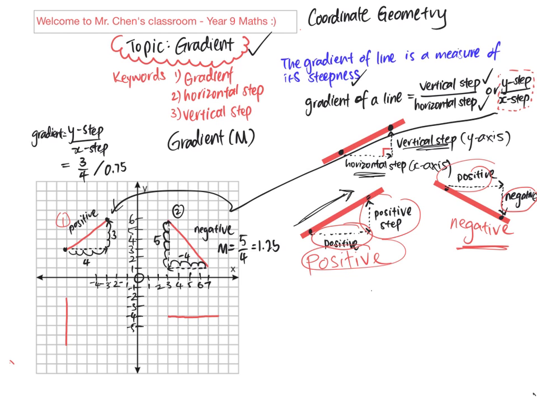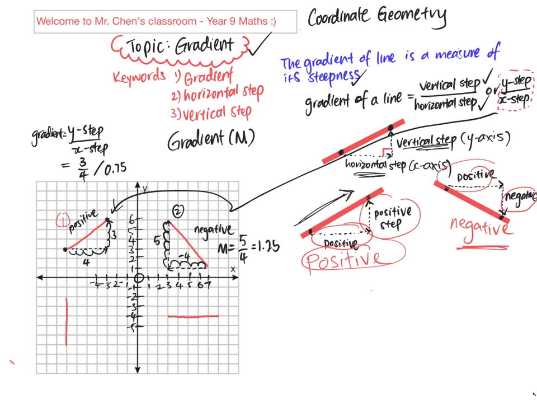Okay, so that's how you find out the gradient using that way. So always remember, you start going left or right first on the horizontal, and then go up or down depending on the line. We'll do more practice in the lesson to solidify your understanding.